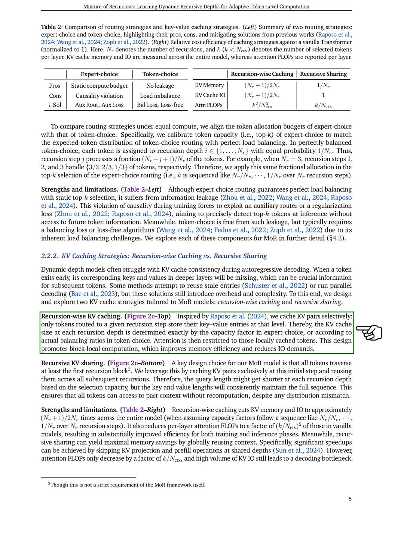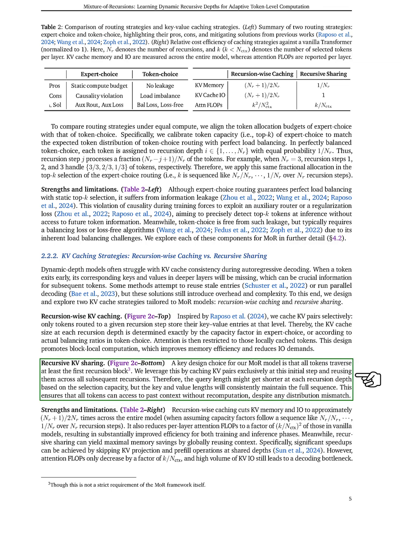In recursion-wise KV caching, we selectively cache key-value pairs, storing them only for tokens routed to a specific recursion step. This means the KV cache size at each recursion depth is determined by the capacity factor in expert choice or the actual balancing ratios in token choice. Attention is focused only on these locally cached tokens, enhancing memory efficiency and reducing input-output demands.